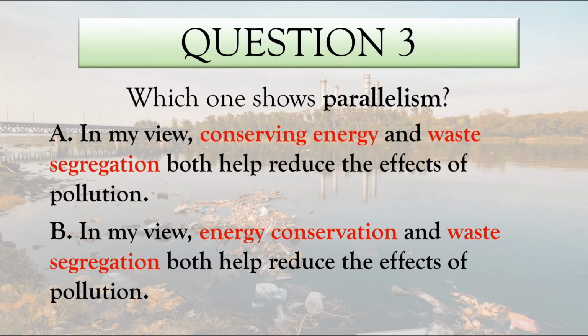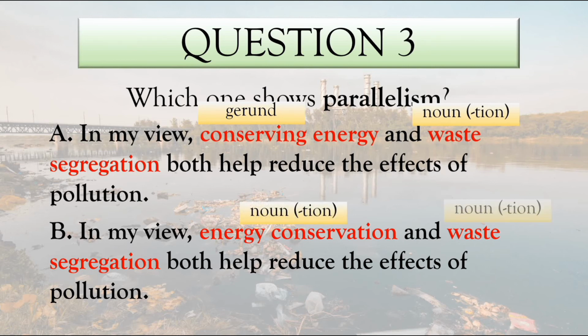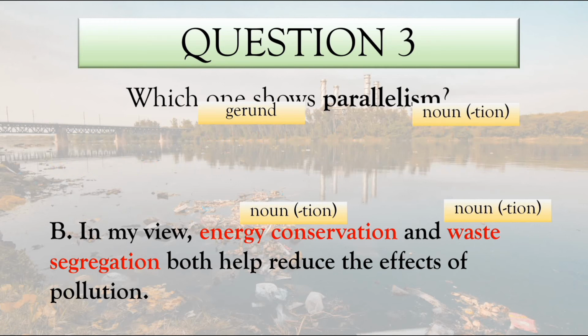Let's go to letter A. Conserving energy is a gerund, while waste segregation is a noun, particularly using the suffix -tion. In letter B, energy conservation and waste segregation are both nouns, which both use the suffix -tion. Since the highlighted words are both nouns in letter B, it shows parallelism and B is the correct answer.